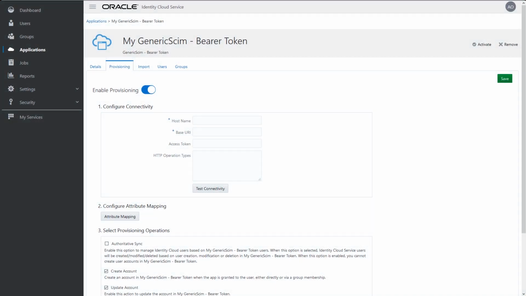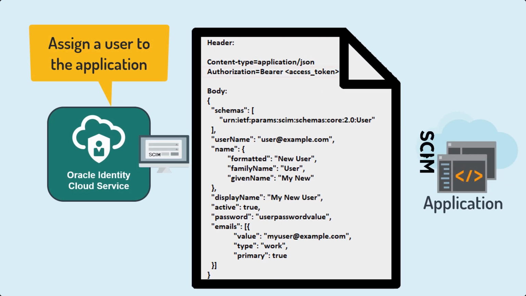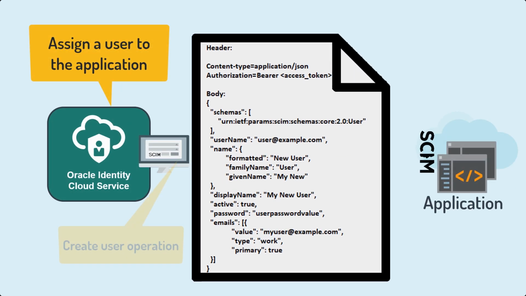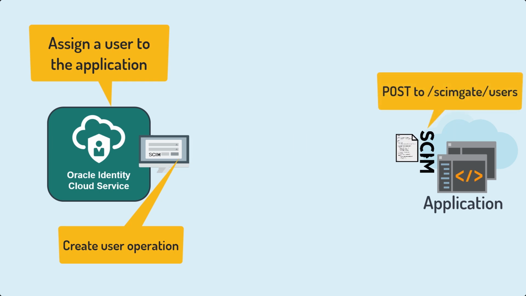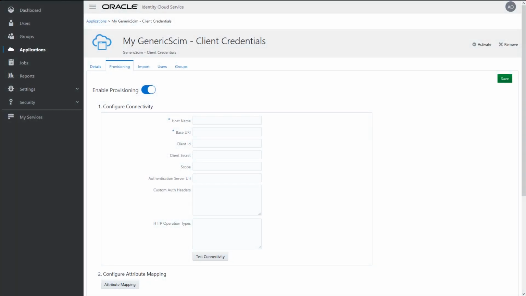The generic SCIM Bearer Token template requires the SCIM API to accept an access token that you provide during the template configuration. This token is sent to the SCIM API as an authorization header every time Oracle Identity Cloud Service executes an operation. The generic SCIM Client Credentials template requires that you provide an authentication server URL along with the client ID, secret, and scope.